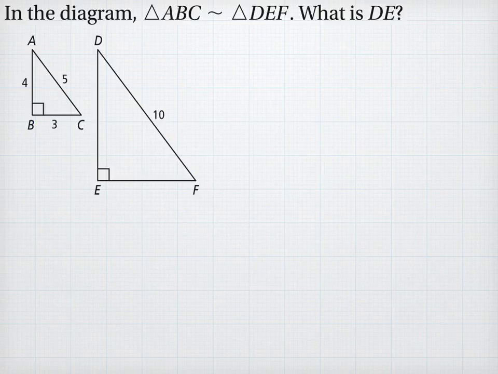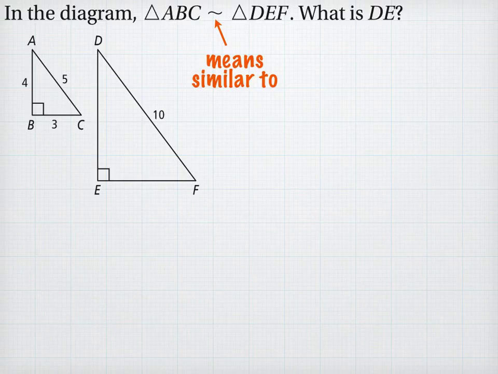This says in the diagram triangle ABC, and this symbol right here is read similar to. So triangle ABC is similar to triangle DEF. What is the length of DE? If you notice, they've given us all of the dimensions of triangle ABC. It's a 3, 4, 5 triangle. And then they ask us to find the measure of DE.